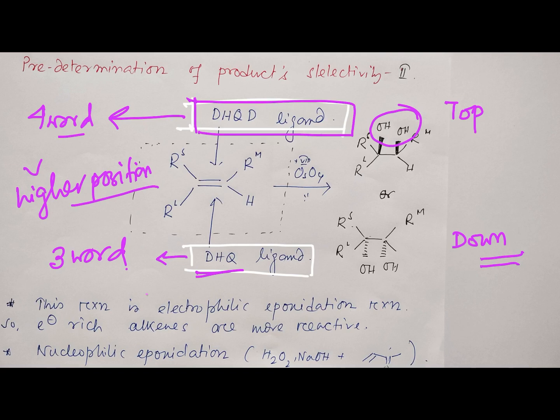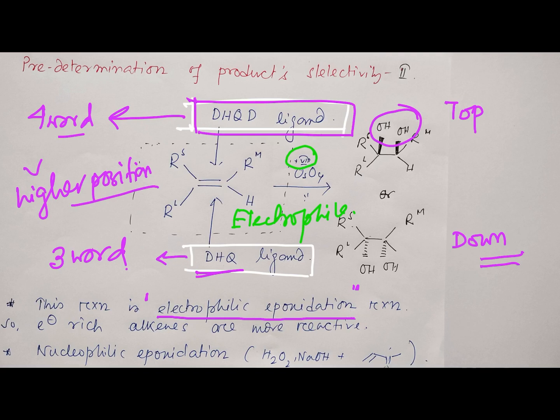Another thing, this reaction is nothing but an electrophilic epoxidation. Actually osmium tetroxide mediated reactions are electrophilic, meaning this double bond should be electron rich, and if it is electron rich, the reaction will be better. Osmium is in the +8 oxidation state, so you can consider the metal center electron deficient, so the alkene is the nucleophile. An electron rich alkene will show higher reactivity compared to an electron deficient alkene.